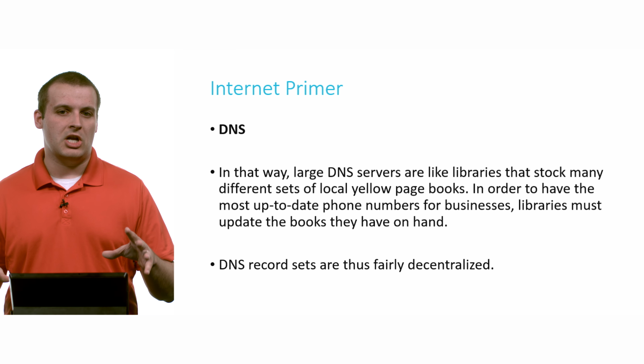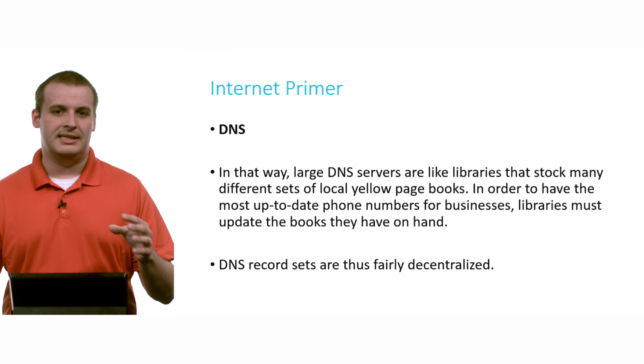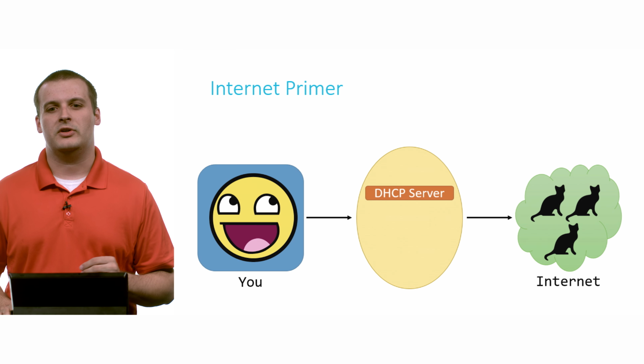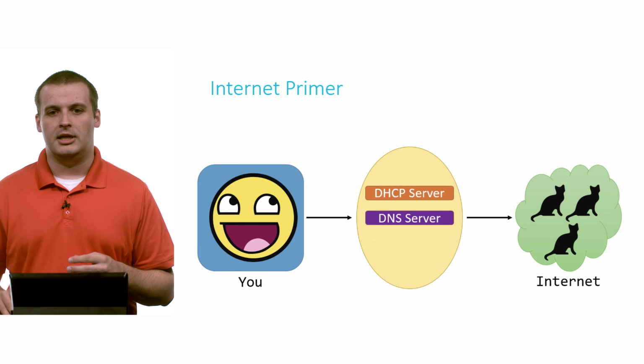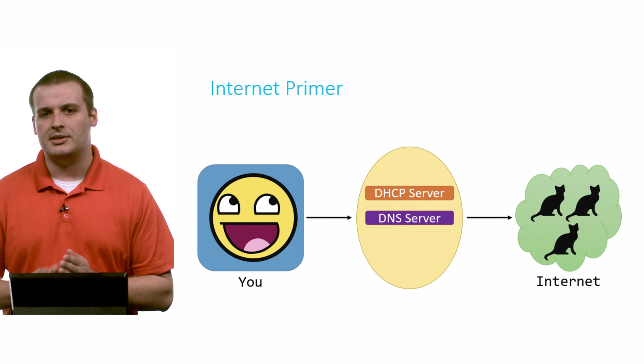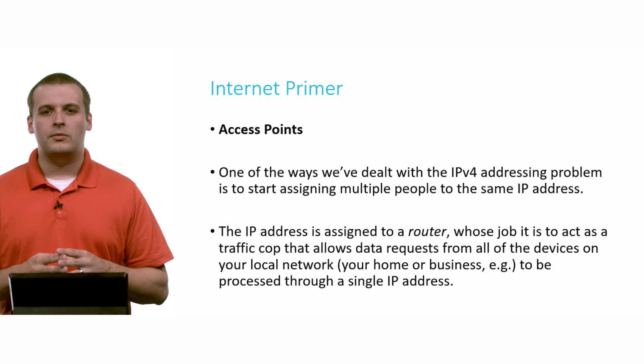So the DNS system is not a giant block. It's decentralized across many, many servers. So now we know that somewhere between us and the internet there exists a DNS server as well as a DHCP server.